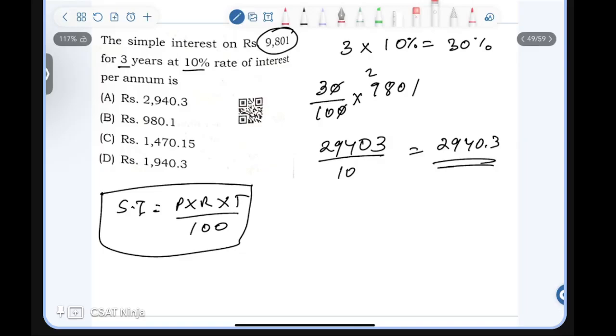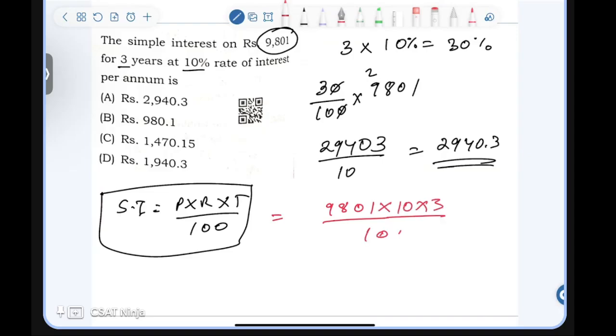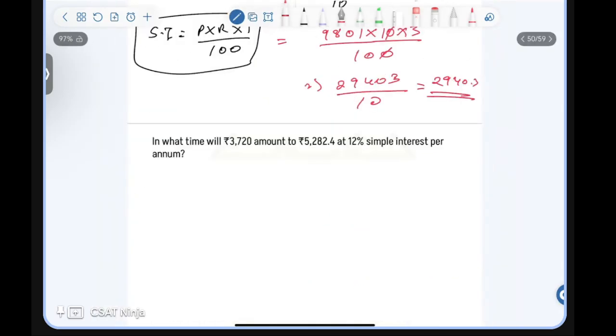But if not, you can apply the formula approach. Principal here is 9801, and the rate of interest here is 10, into time 3 years, and 100. Same thing, 0, 0 cancel. So 29403 divided by 10, which is 2940.3, is the answer there. Same thing, just a shorter approach to that.